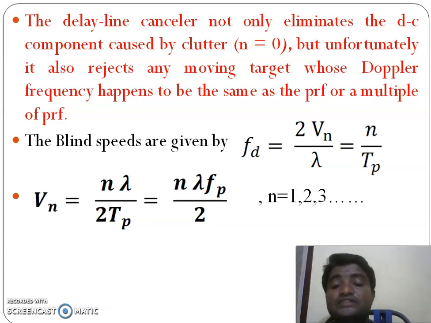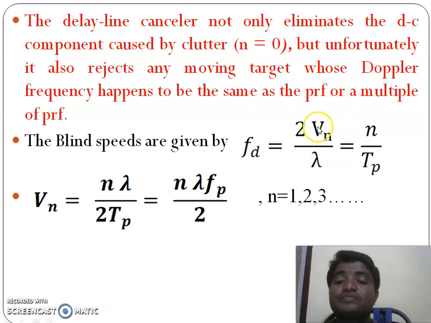The blind speed is given by, we know Doppler frequency shift f_d equal to 2 Vr by lambda. Here Vr is replaced by the blind speed Vn. And this blind speed will occur when f_d equals n fp. From this, Vn equals n lambda by 2 Tp, that is equal to n lambda fp by 2, where n equals 1, 2, 3.